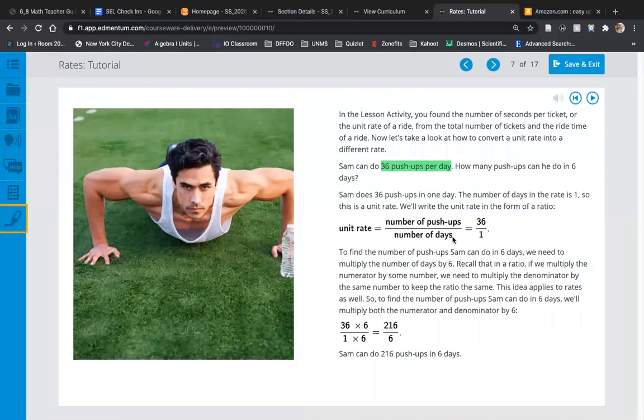Now, the idea is that we can use that unit rate to answer a couple of different questions, right? We can figure out how many push-ups he can do in, say, 5 days, in 10 days, in 20 days, right? As long as we know how many he can do in 1 day, we can use that to figure out moving forward how many he's going to do overall. The example it gives us here is how many push-ups can he do in 6 days, right?